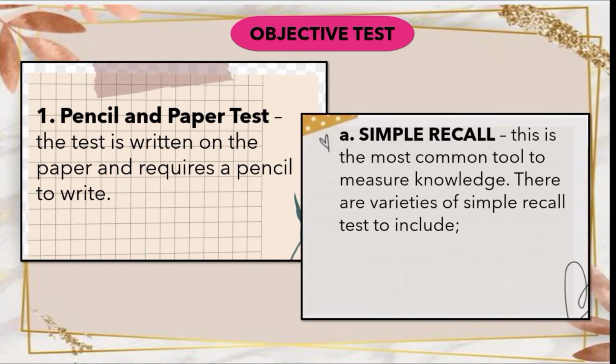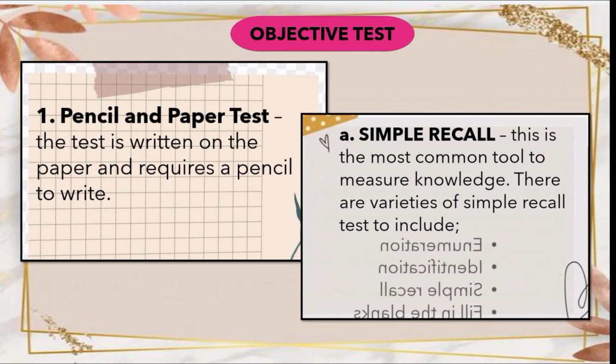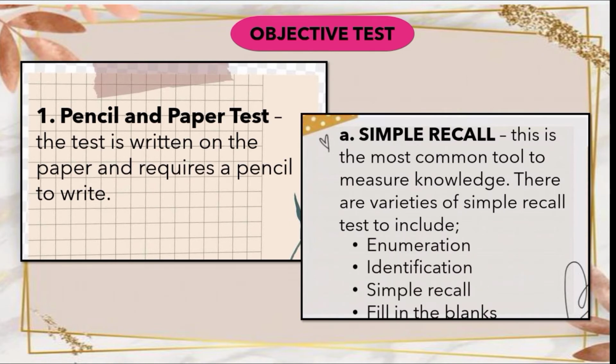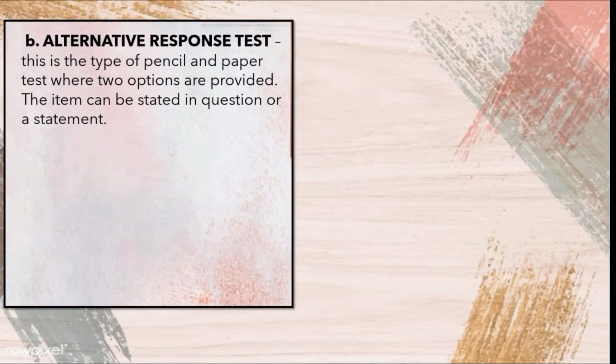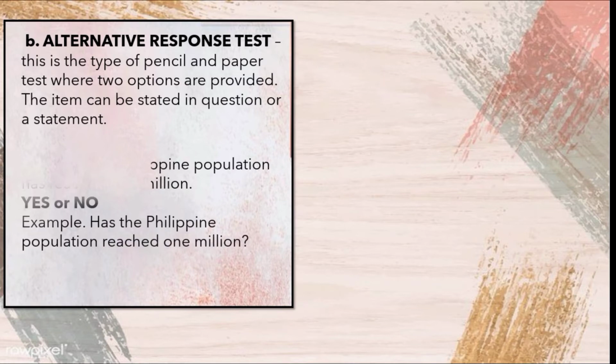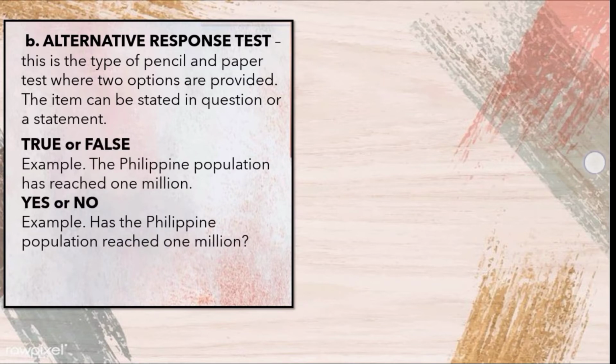Then also the simple recall. This is the most common tool to measure knowledge. There are varieties of simple recall tests. Some examples of this are enumeration, identification, and fill in the blanks. And we also have alternative response tests. This is a type of pencil and paper test where two options are provided. Examples are true or false and yes or no.